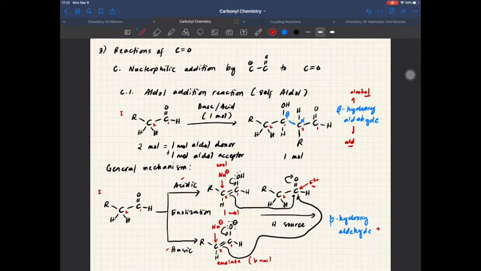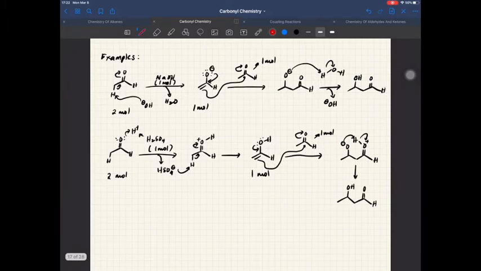Once again, we have a ketone or aldehyde starting material undergoing enolization to form an enolate or enol. The enolate or enol will attack the remaining molecules of aldehyde or ketone starting material to form the product, which is a beta hydroxyaldehyde or beta hydroxyketone. Okay, so that is the essence of the aldol reaction.